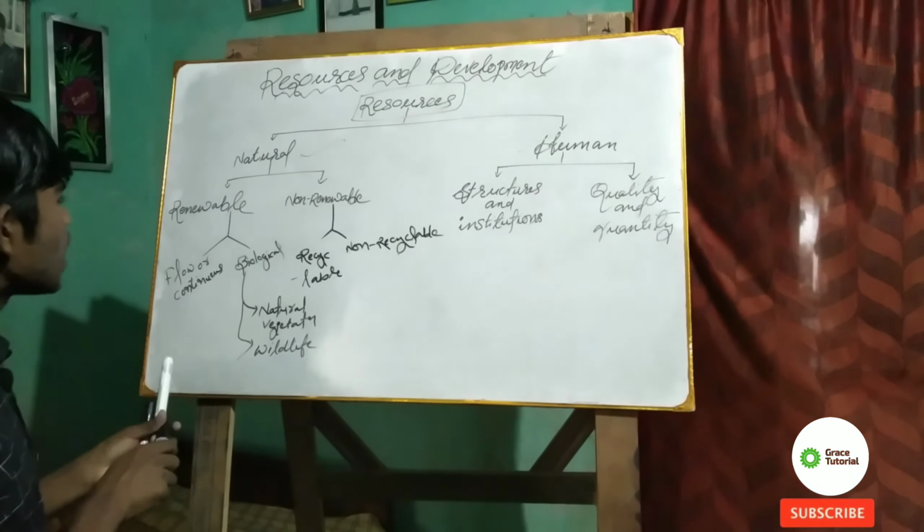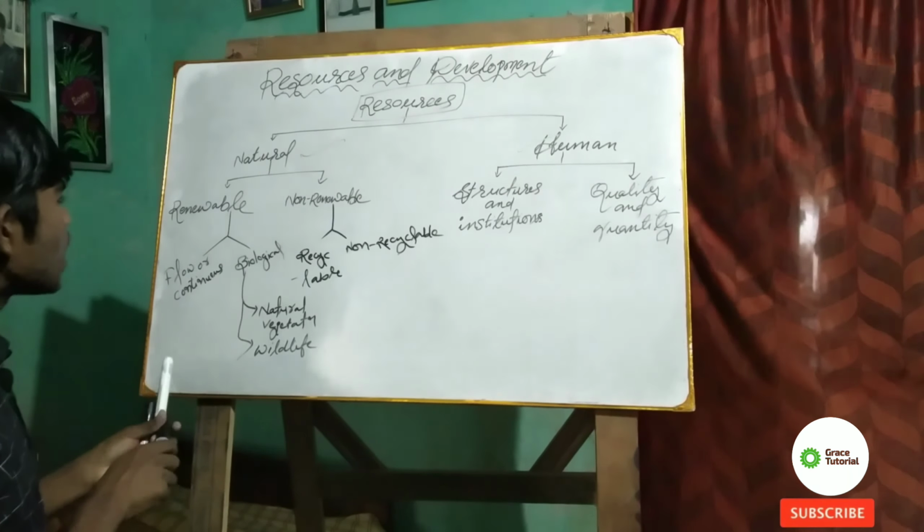Similarly, the non-renewable resources are again divided into two types. Those are recyclable as well as non-recyclable resources. These biological resources are further divided into two forms. Those are natural vegetation and wildlife. Similarly, human resources are divided into two types, structures and institutions, and quality and quantity. Here, we will discuss one by one in a very brief manner.